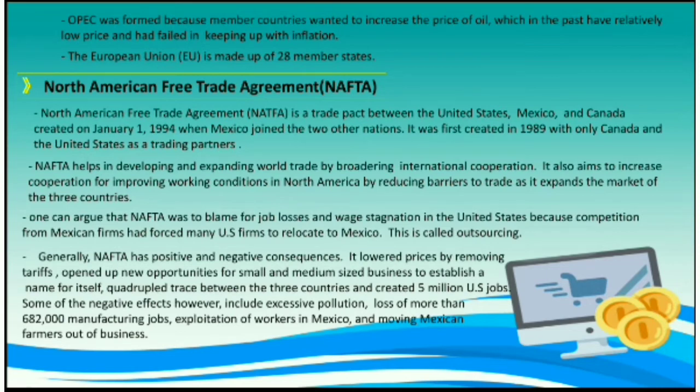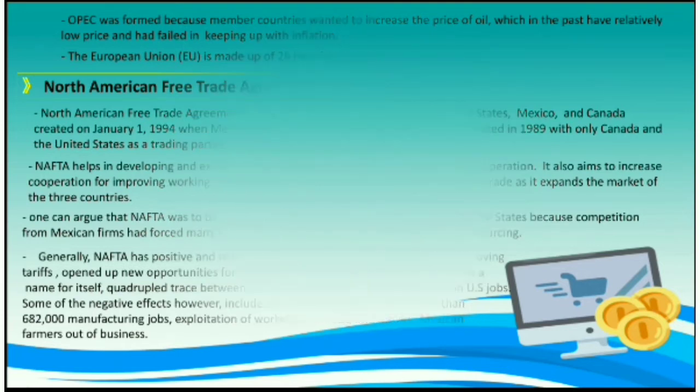Generally, NAFTA has positive and negative consequences. It lowered prices by removing tariffs, opened up new opportunities for small and medium-sized businesses to establish a name for themselves, quadrupled trade between the three countries, and created 5 million US jobs. Some of the negative effects, however, include excessive pollution, loss of more than 682,000 manufacturing jobs, exploitation of workers in Mexico, and moving Mexican farmers out of business.